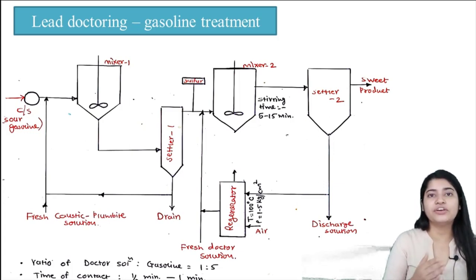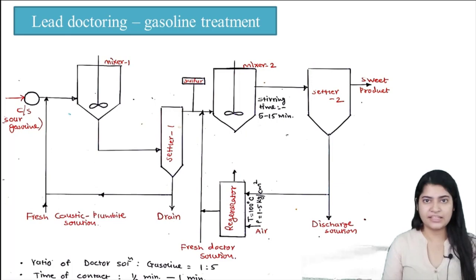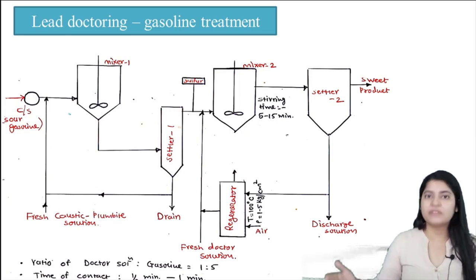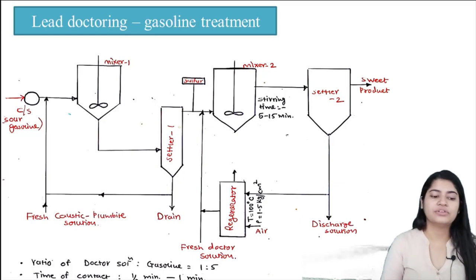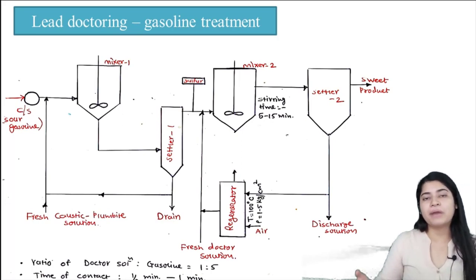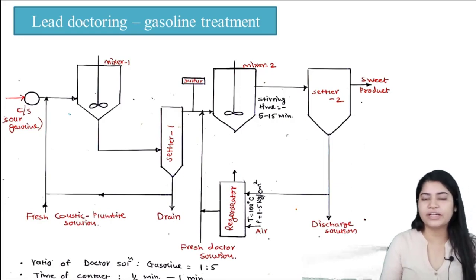You are converting your harmful mercaptans, which are readily reactable, into stable disulfides, which are not that harmful and can also be extracted using physical processes. So now the ratio of doctor solution is how much? 1:5. The ratio of doctor solution in gasoline is 1:5. It means for 5 parts of gasoline you are using 1 part of your solution. Now the time of contact is how much? About 30 seconds to 1 minute.